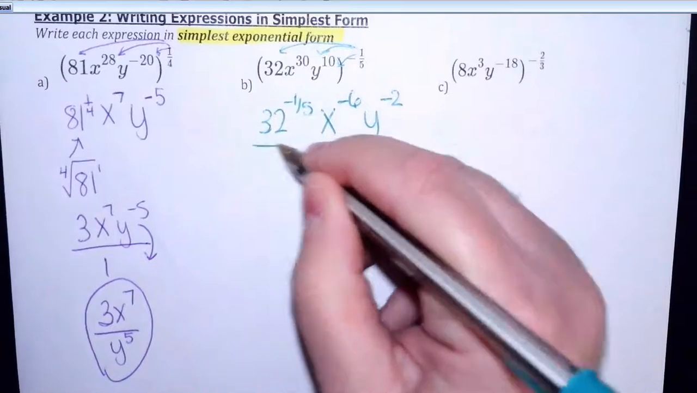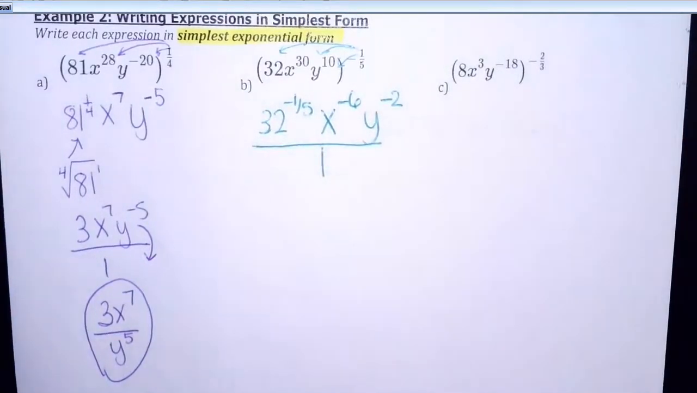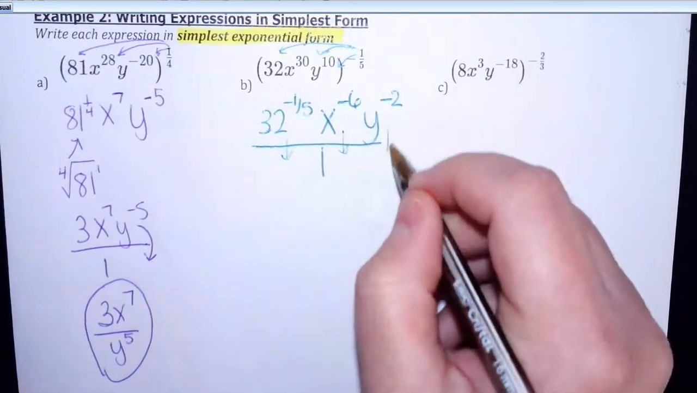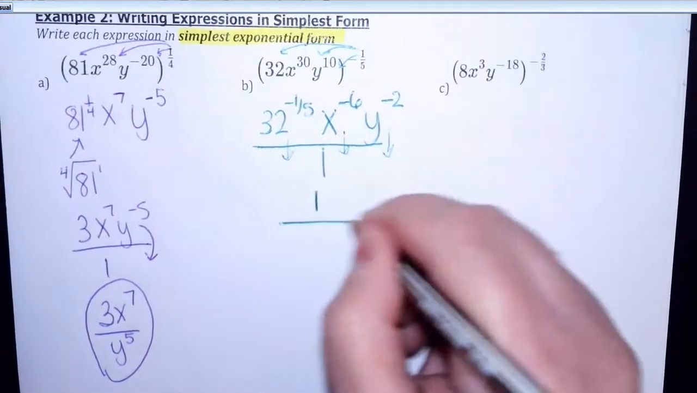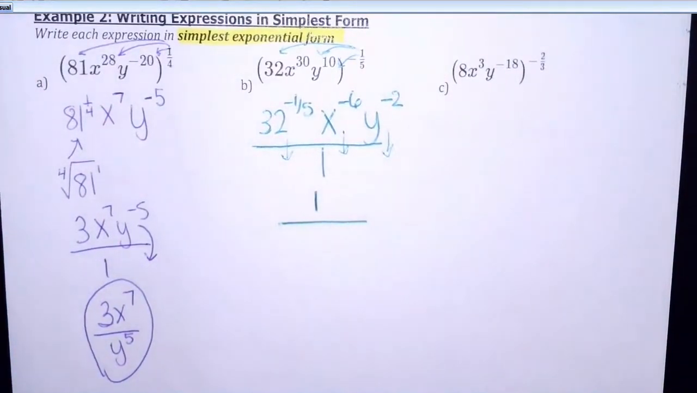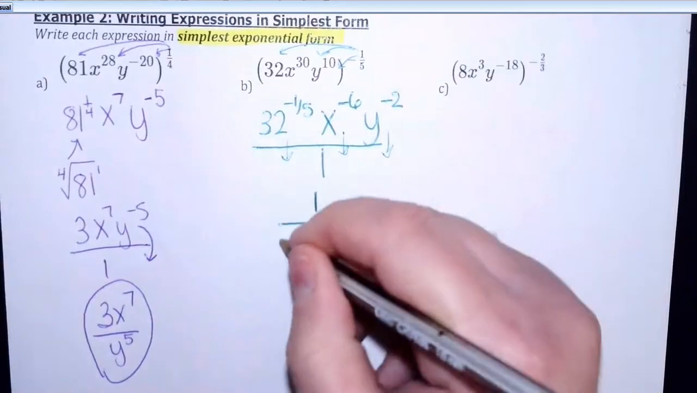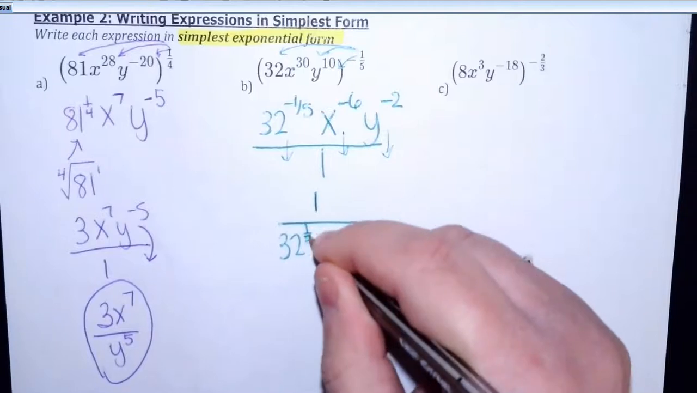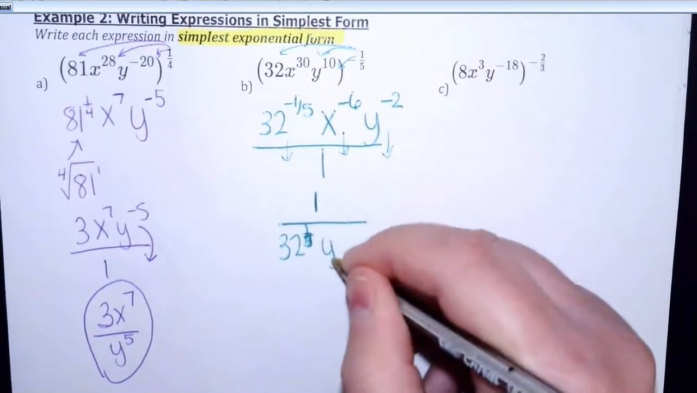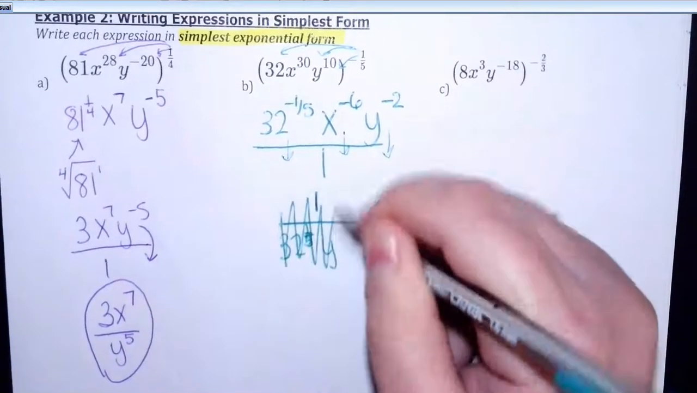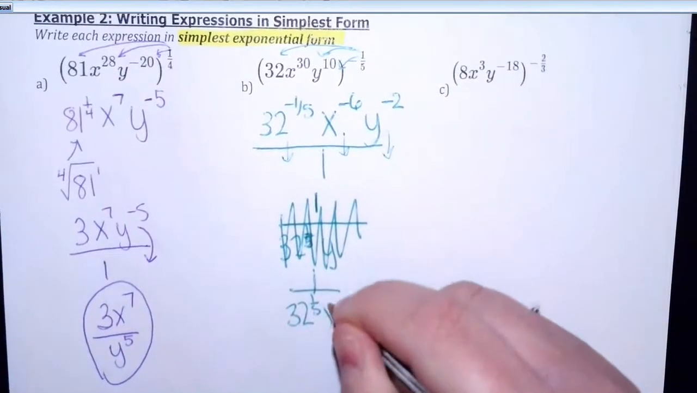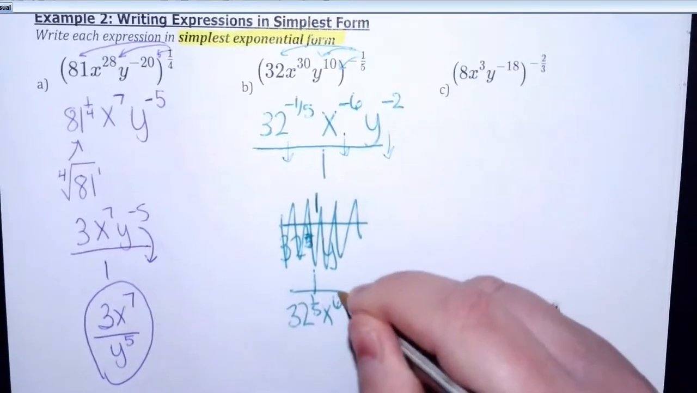Okay, the whole mess here is going to need to move because I've got negative exponents. So everything moves down, and when we move it, we lose it. Now, I can't leave nothing in the top because the top exists, so we'll leave a 1 on the top. Let me just start over again. Okay, 32 to the 1/5, x to the positive 6, y to the positive 2.